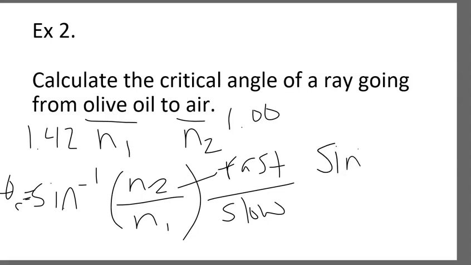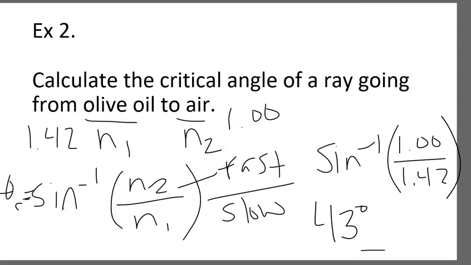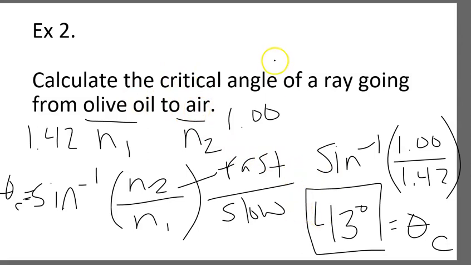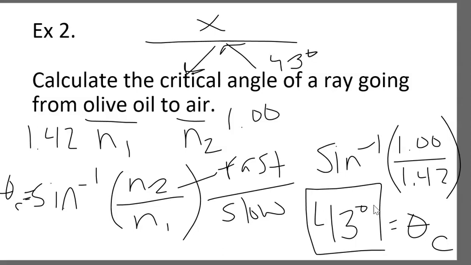And if you do sine inverse of 1 over 1.42, then you get an internal critical angle of 43 degrees. So this means that that's our critical angle. If I'm going from olive oil to air and I'm shining a laser pointer from olive oil to air, the critical angle in which there will be total internal reflection and nothing will leave is 43 degrees. That's what that means.